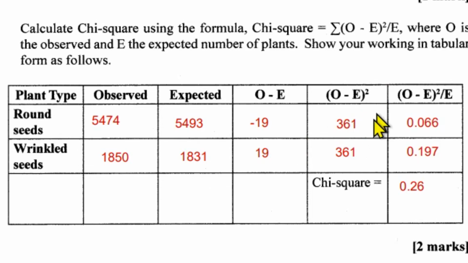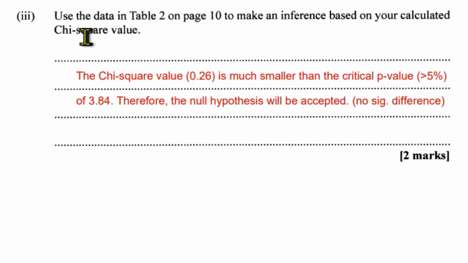Then you take this 361 and divide it by the expected number. In this case, 361 divided by 5,493 gives us 0.066. If we do the same thing here, 361 divided by 1,831, we get 0.197. And our chi-square value is going to be the sum of these two numbers, which I rounded to 0.26.